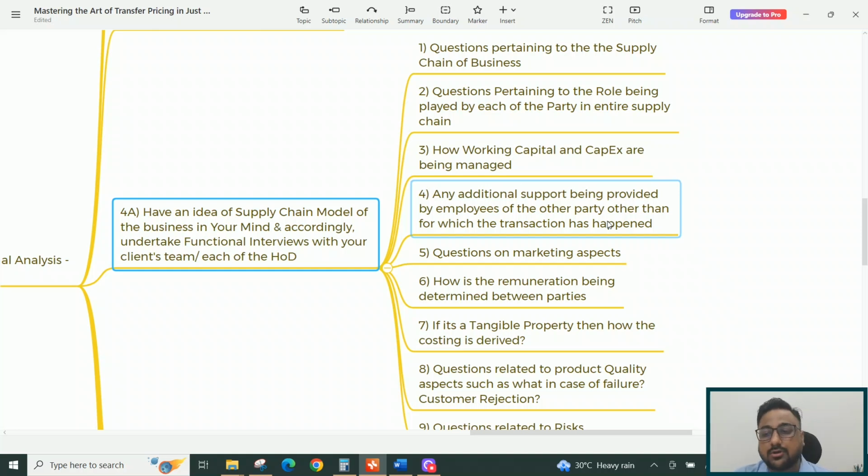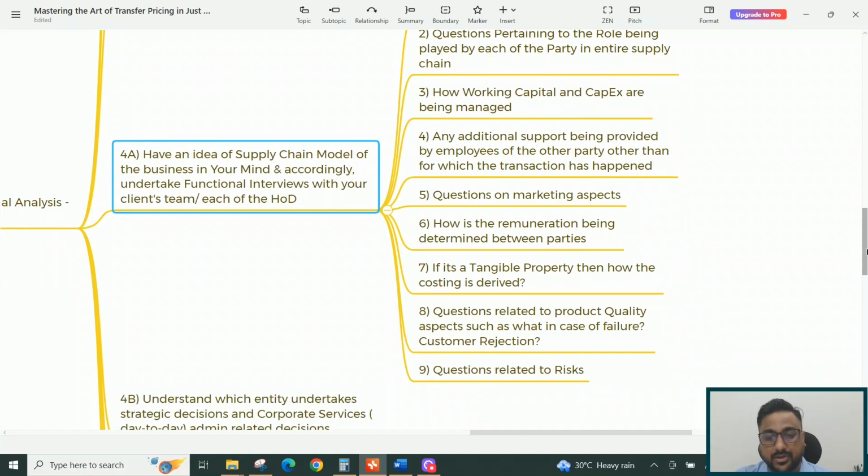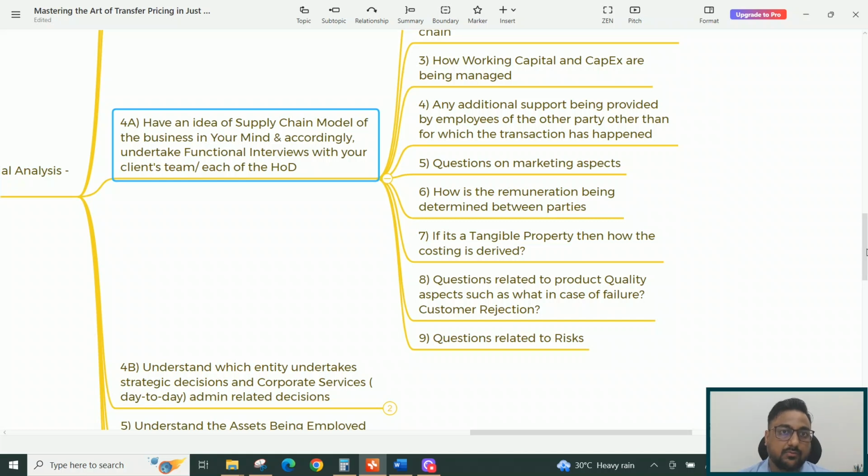Then you should also ask questions on the marketing aspects: who is doing the marketing, where the marketing material is coming from, how the marketing is being done, and which entity plays what role in the marketing. Such questions you should also ask your clients. How is the remuneration being determined between the parties? What is the compensation structure? How have they arrived at a remuneration?